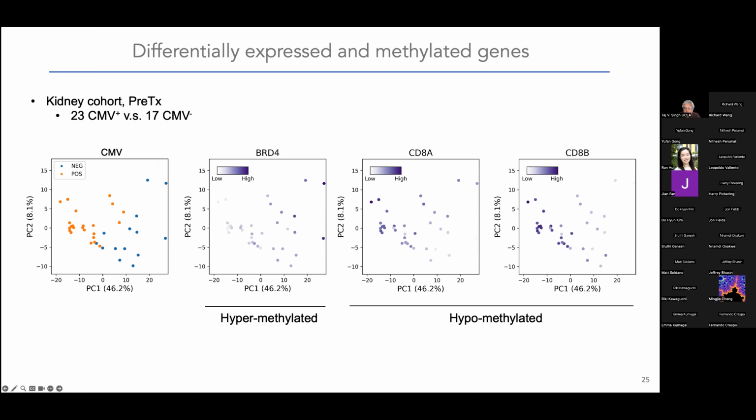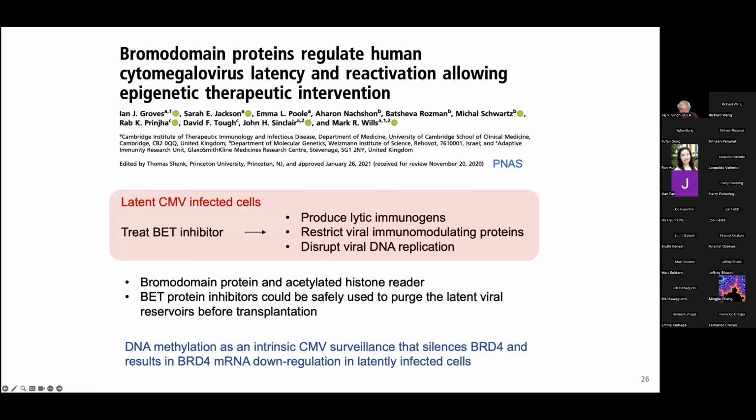From the names, you know, they are part of the surface proteins for the CD8 T cells. And they are hypomethylated, which means they are upregulated in CMV positive patients. For BRD4, it's really interesting because a few years ago, a group of researchers found this group of genes might have epigenetic therapeutic intervention.